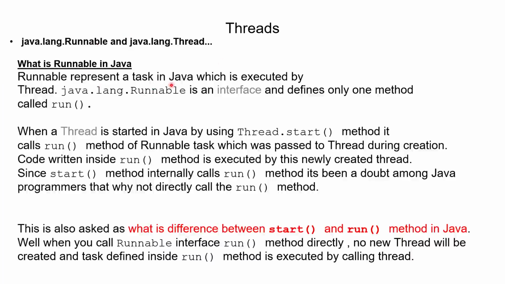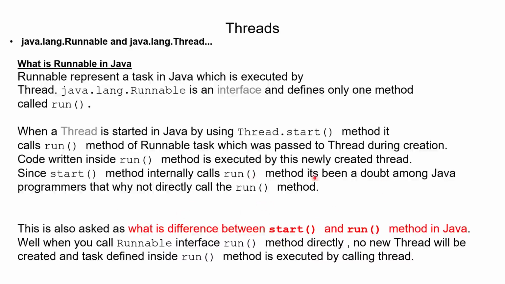So let's discuss the runnable interface. The runnable interface defines only one method called run. When a thread is started in Java by calling the thread.start method, it calls the run method of the runnable task, which was passed to the thread during its instantiation or during creation. Code written inside the run method is executed by the newly created thread.